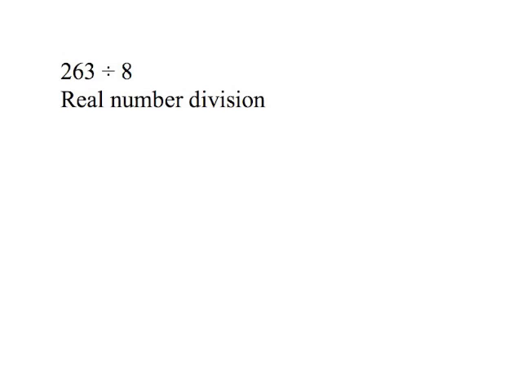Another topic discussed recently is division. First, let's look at real number division for this problem, 263 divided by 8. The 263 is called the dividend, it goes in the little house. The 8 is the divisor, and it goes outside the little house. We look and see how many groups of 8 go into 26 without going over, and that's 3 groups, because 3 times 8 is 24.